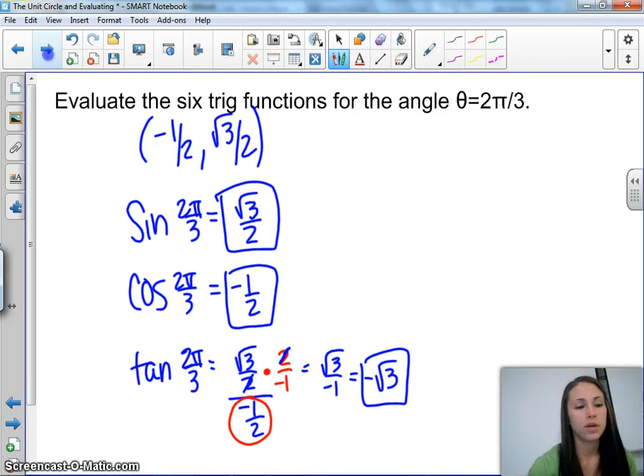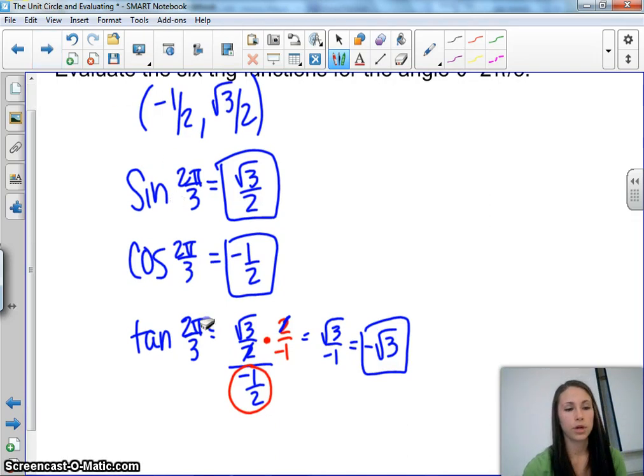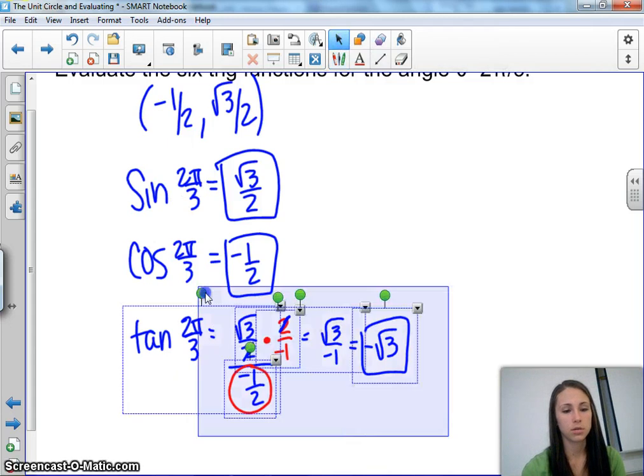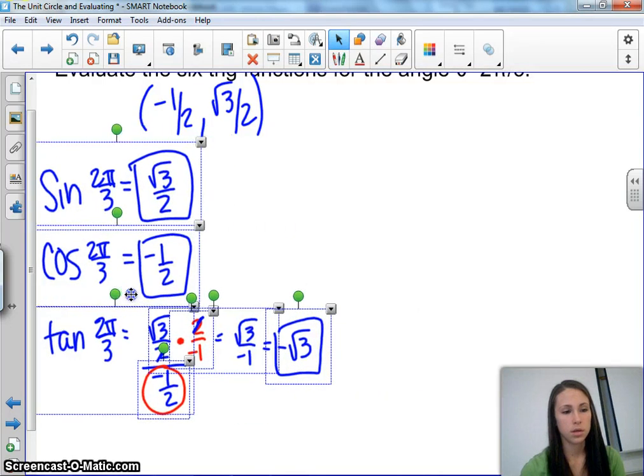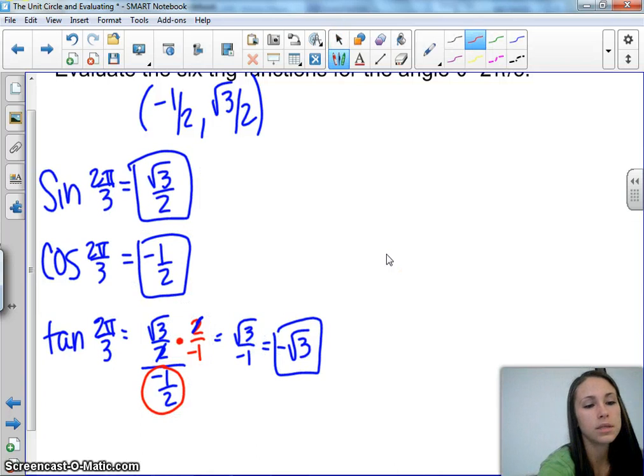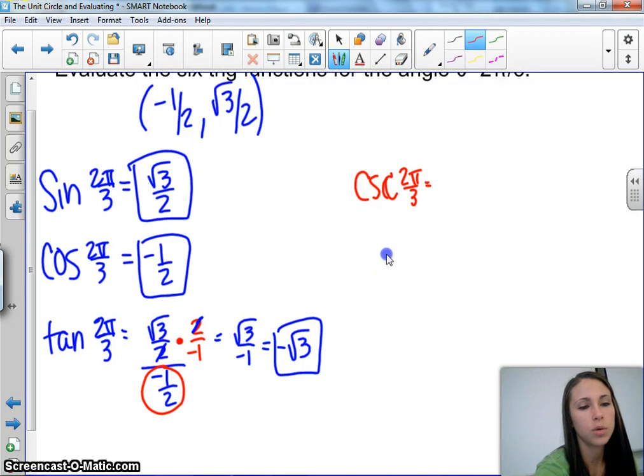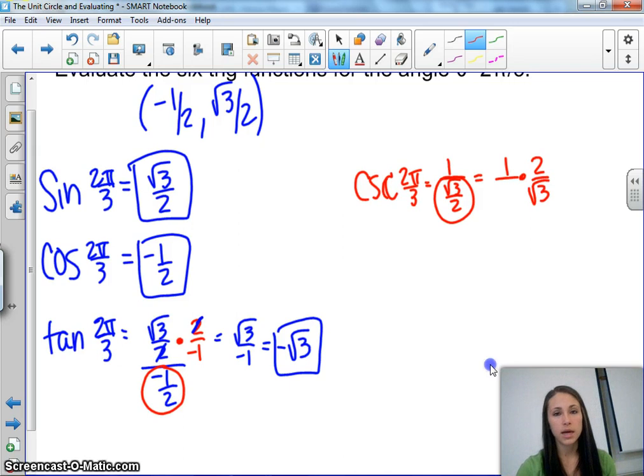Alright, and so whenever we go to do the other 3, sine goes with cosecant. So cosecant of 2 pi over 3 is going to be 1 over the y, so 1 over square root of 3 over 2. I'm going to take this and flip it and multiply, so 1 times 2 over square root of 3. And I'm about out of time, so I'm going to stop here, and I'll finish this in the second video, and we'll go on to evaluate the other angles.